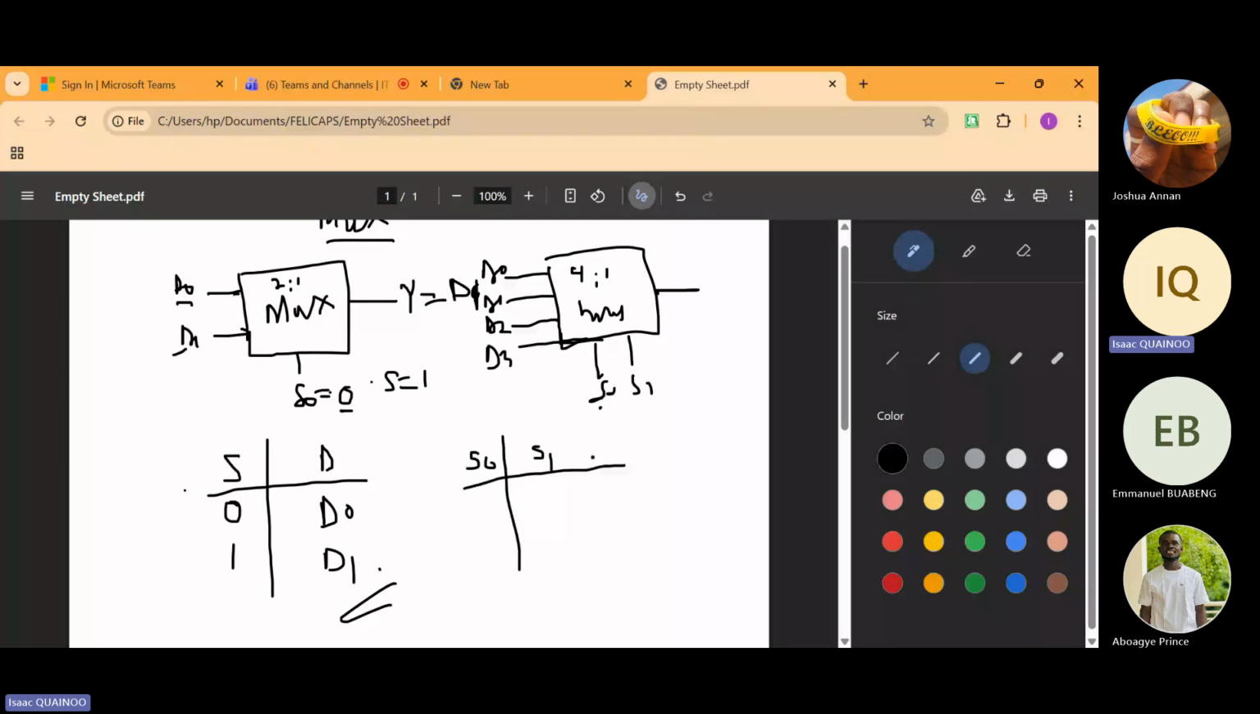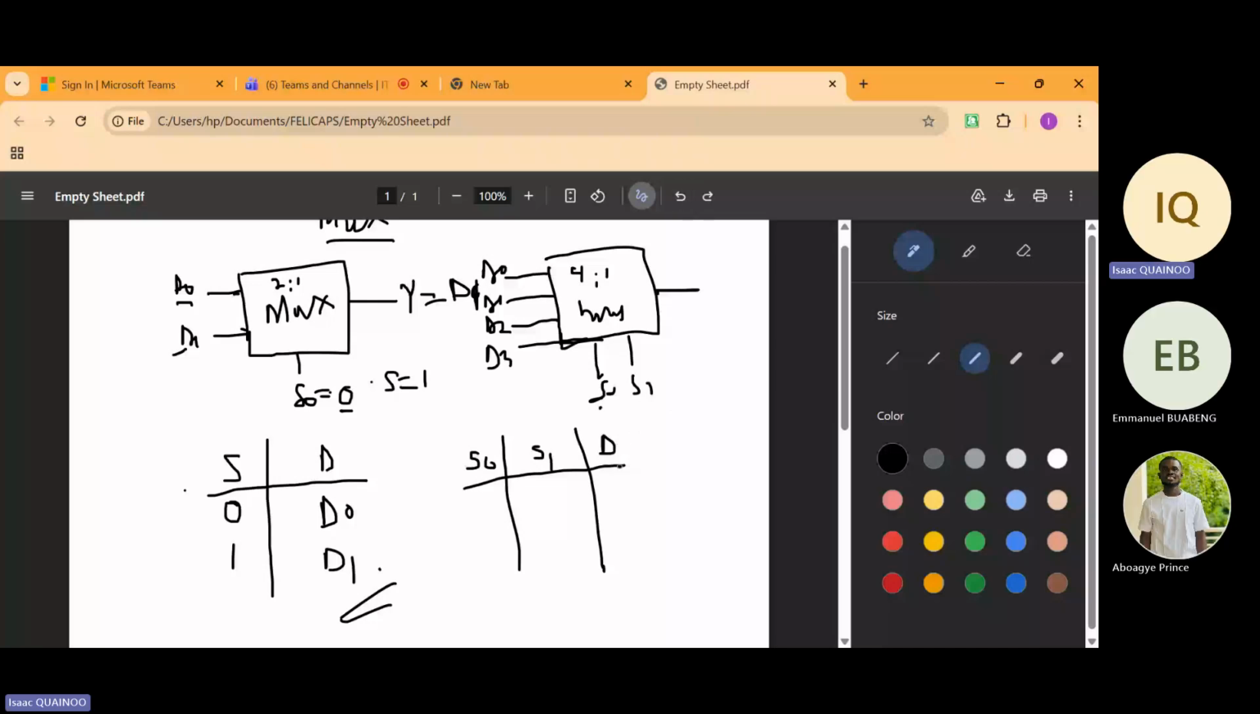So we look at the corresponding D value, or the corresponding data line. Let me just illustrate that as D. So for S1, we just have 0, 1, 0, 1, and here we have 0, 0, 1, 1. So if your S0 is 0, that's for the first combination. S0 is 0, S1 is also 0. Please, which data line do you think will be selected with this combination?